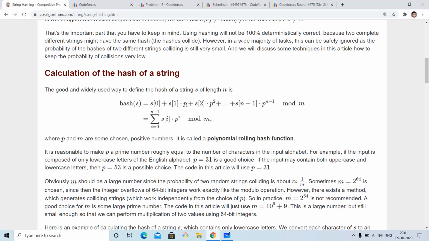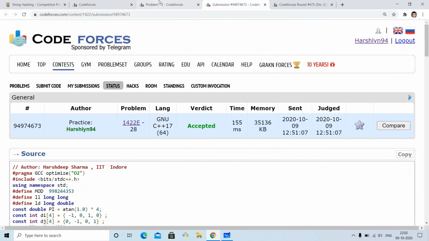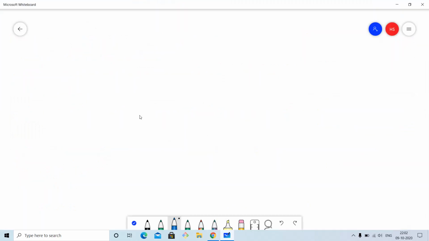So it is s0 plus s1 p plus s2 p squared, up to s(n minus 1) p to the power n minus 1, and then mod m. It is represented like a polynomial, which is why it's called a polynomial rolling hash function. In this problem, we will calculate the hash from the back side, from the suffix side: here we give the power of p as 0, and at the other end the power of p is n minus 1 for a suffix of length n. All right, this is one definition we will need in this problem. Next we'll discuss something on the whiteboard.